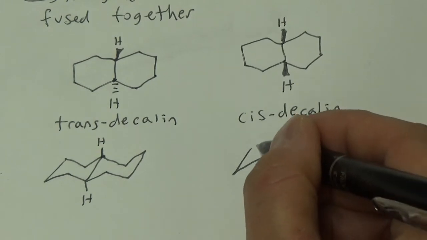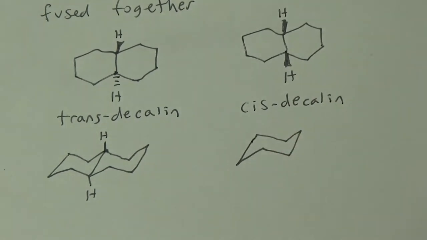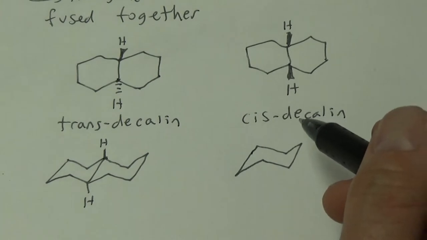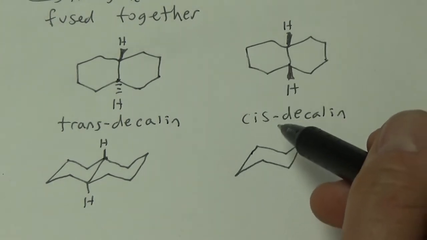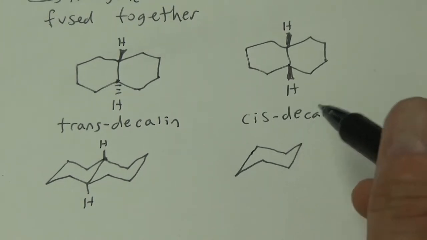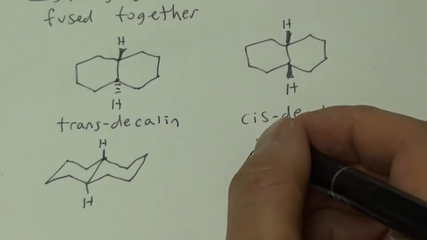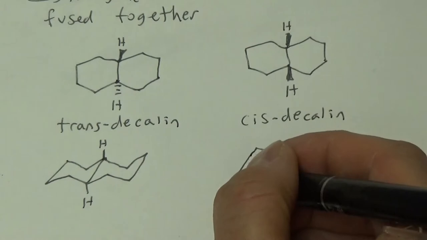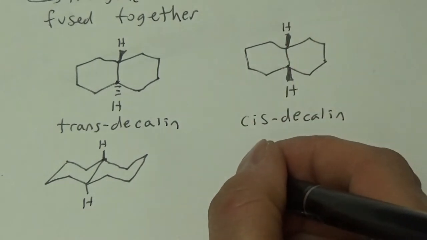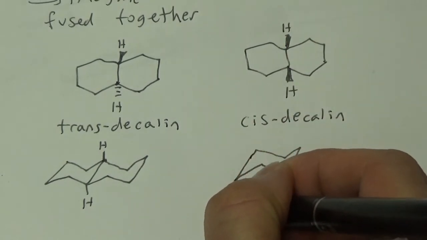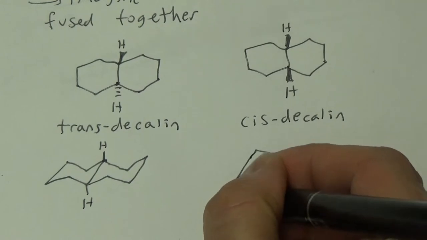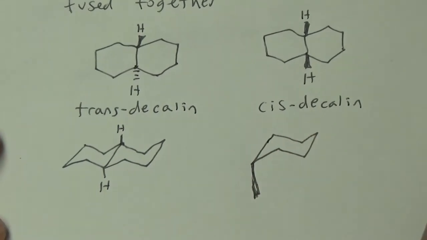So draw a cyclohexane for cis, and then the way we're going to do this is to draw the, this is like the right side ring. To draw the left side ring, I kind of go downward from here. Not that bad, right? That's going to be part of the left ring.